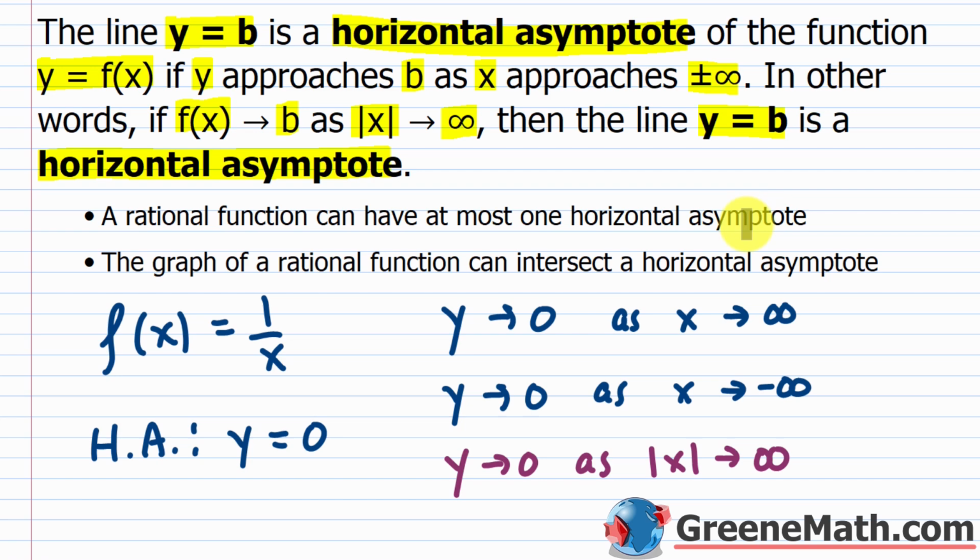You might have 0, but if you have one, it's only going to be 1. Then this one: the graph of a rational function can intersect a horizontal asymptote. With a vertical asymptote, the graph can never intersect that. Your graph can't have a point there because that x value makes the function undefined.